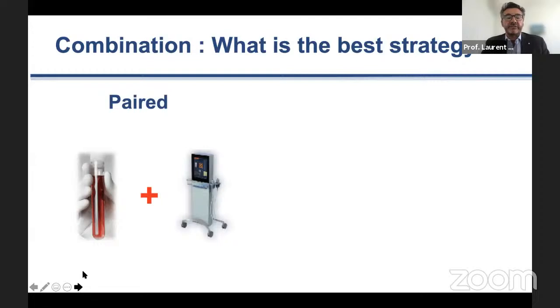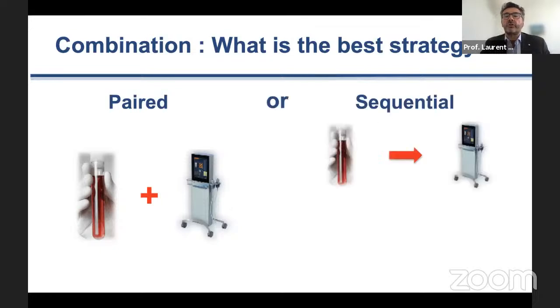Now, what is the best strategy in clinical practice? We have seen the efficacy, but how are we going to use these tests in practice? Either you have a paired approach, or you have a sequential approach, biomarker then elastography, or biomarker then another biomarker.